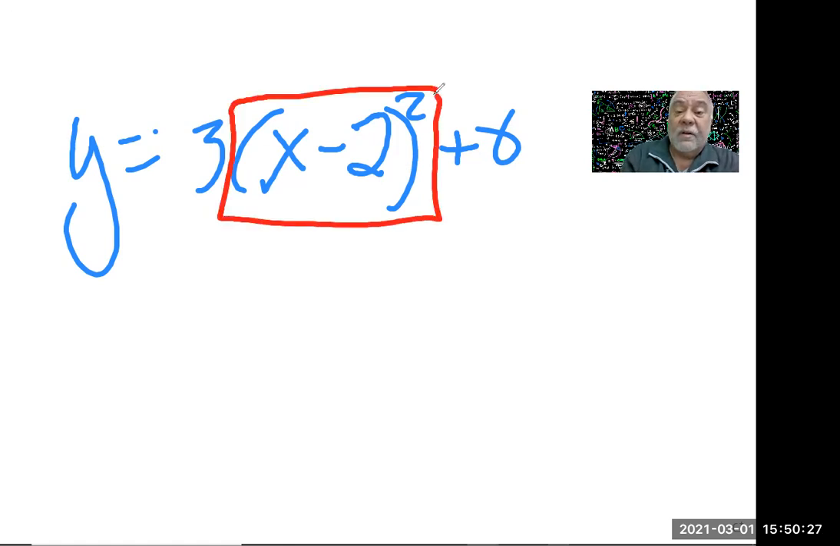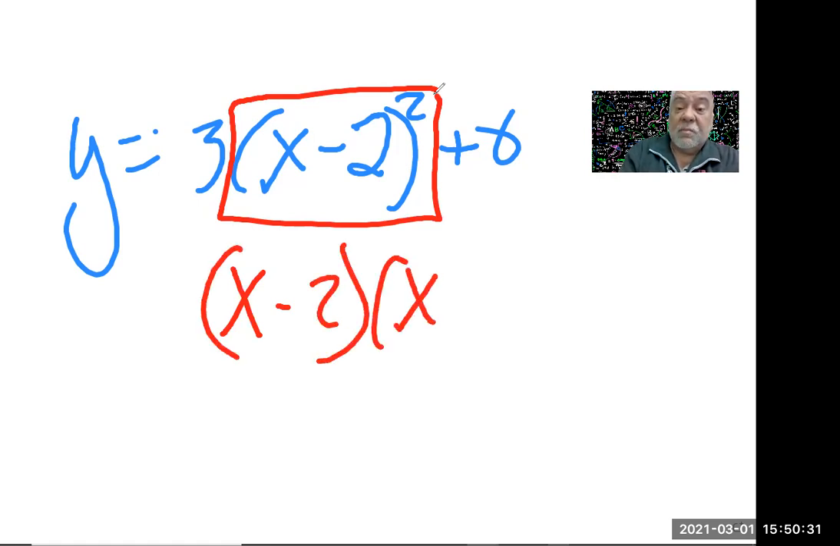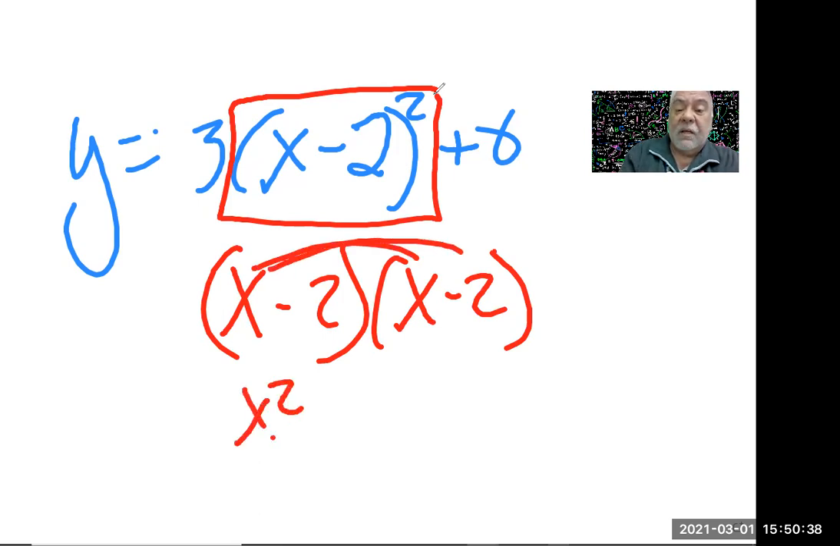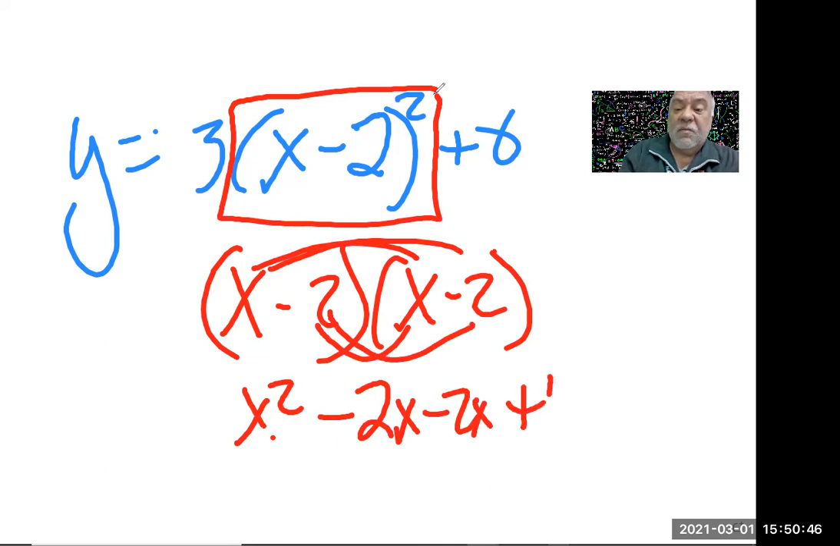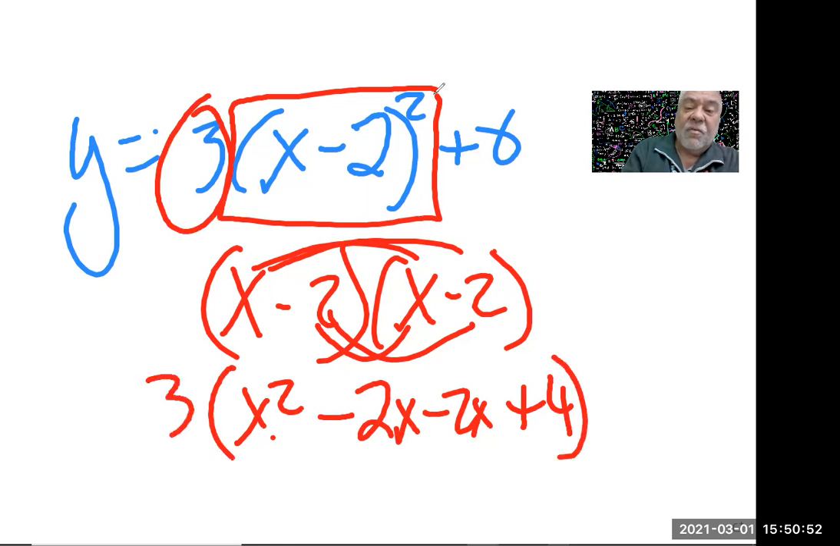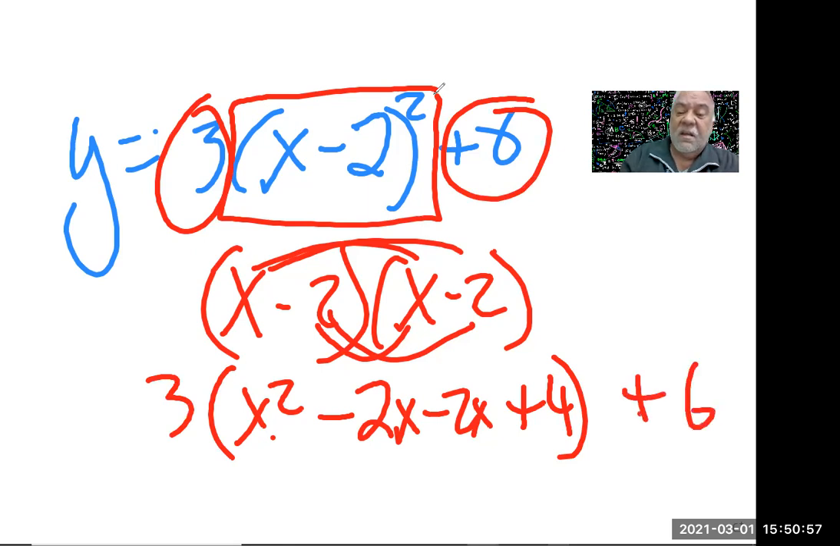If you feel like doing a little bit of math, then just remember that this particular middle part here, x minus 2 squared, is the same as x minus 2 times x minus 2. And then you multiply that out. X times x is x squared. X times negative 2 is negative 2x. Negative 2 times x is negative 2x. Negative 2 times negative 2 is positive 4. But remember, you have this 3 out front, so you have to multiply this entire thing by 3. And then you have this 6 on the end, and then add 6 at the end.